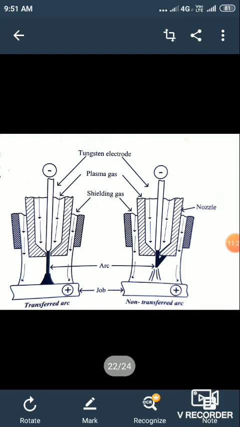Okay, in transferred arc process, the workpiece is positive, electrode is negative, and it possesses more energy, and it makes use of current limiting resistor to generate arc. It is used for cutting metals.